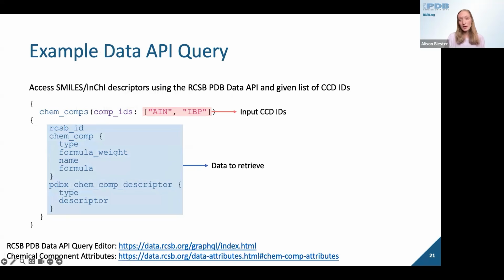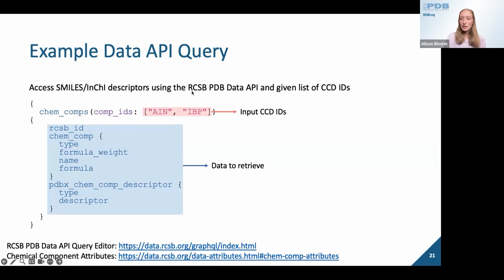To highlight how the Data API can be used to retrieve data about chemical components, I'm showing an example here of how to access SMILES and InChI descriptors given a list of CCD IDs. The RCSB PDB APIs use JSON format queries and provide outputs in JSON format.